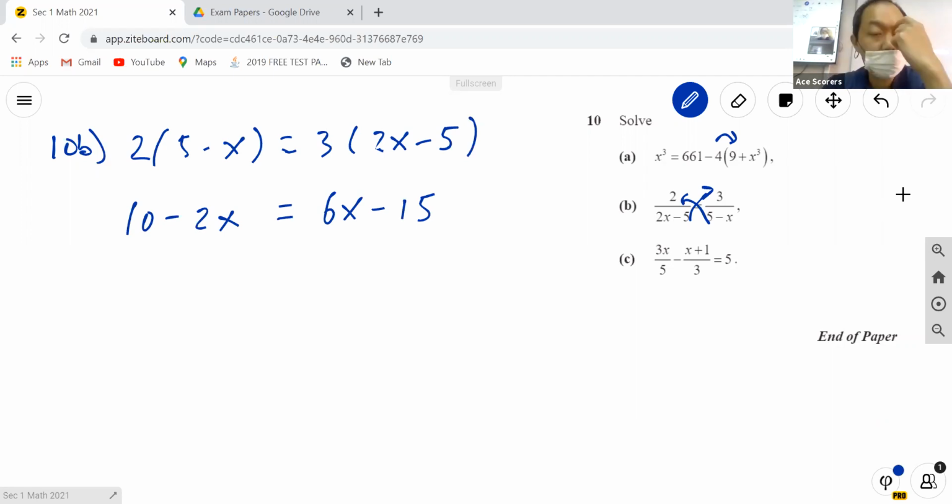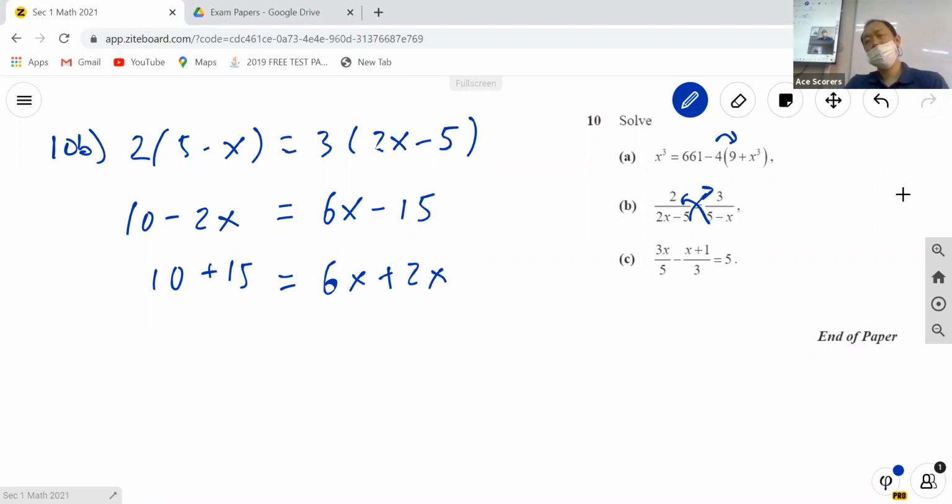Okay, so bring all the x to one side and the numbers to the other side. So 6x plus 2x equals 10 plus 15. This is where your shifting left and right rules come in, right? If it's negative 15, you shift to the other side and it becomes positive. Negative 2x, shift to the other side, becomes positive. So 8x is equal to 25.